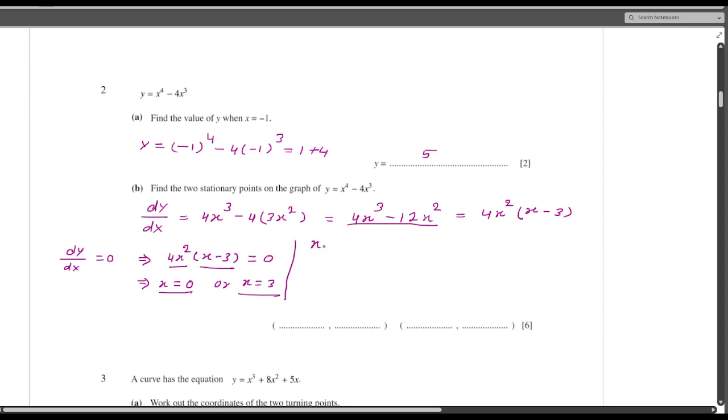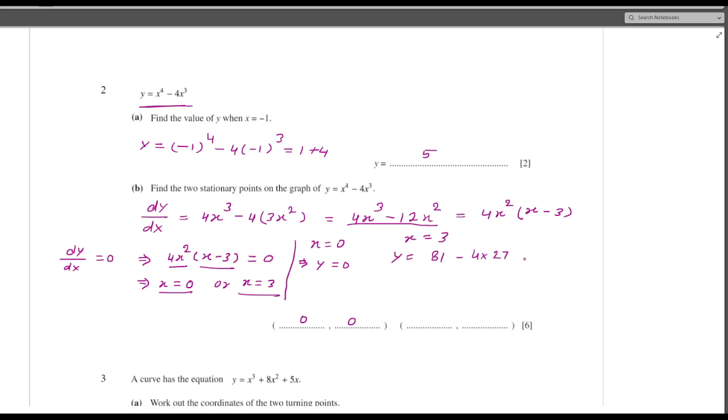Now when x is 0, I substitute this 0 value in this equation. If I put x as 0, my y will also be 0. So 0 comma 0 is 1 point. Now x equal to 3. If I put x equal to 3, your y value will be equal to 3 power 4. Now 3 power 4 is 81 minus 4 times 3 power 3. 3 power 3 is 27. So 81 minus 4 times 27, the result is minus 27.